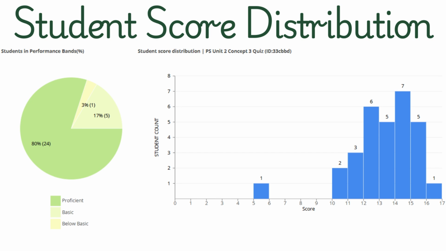This is our student score distribution. It breaks it down on 3 categories to the left, as you can see: proficient, basic, and below basic. This was extremely, extremely positive, overperforming here from the proficient category. You're going to have some outlier data from time to time here.